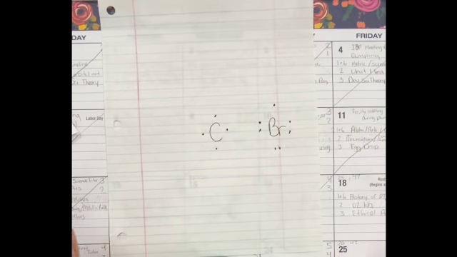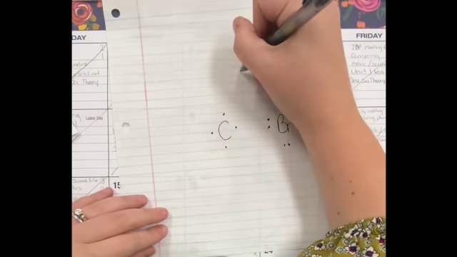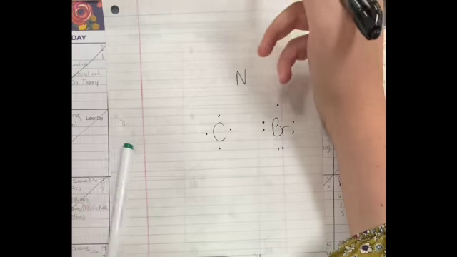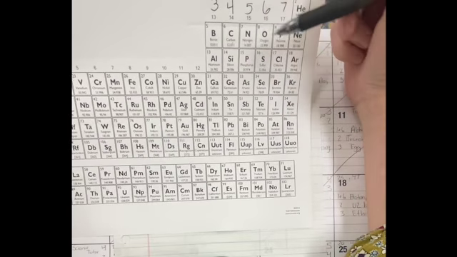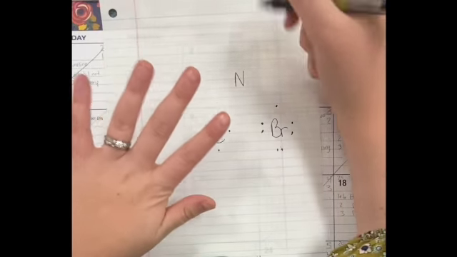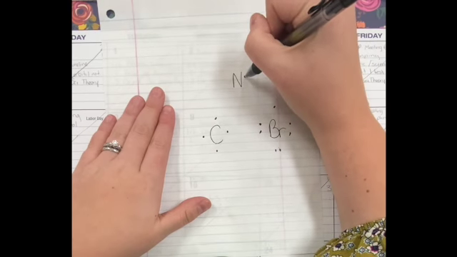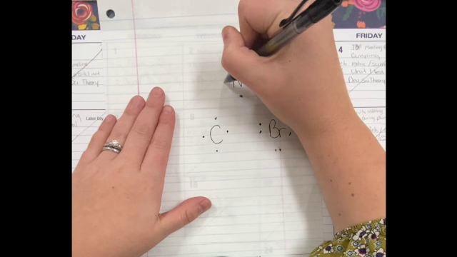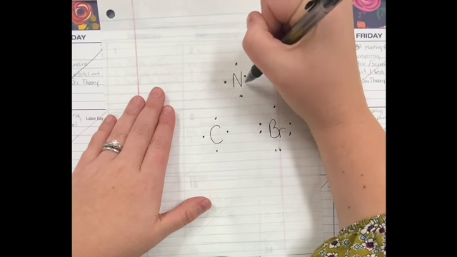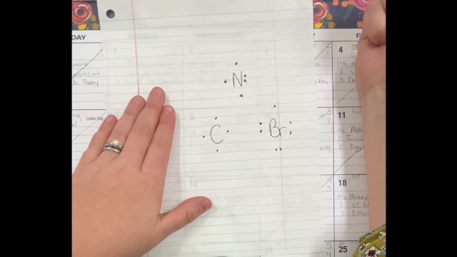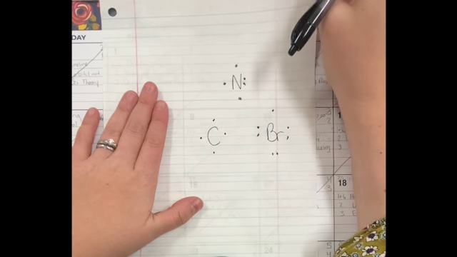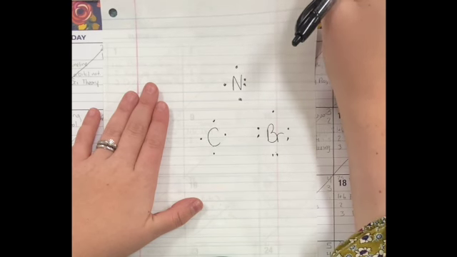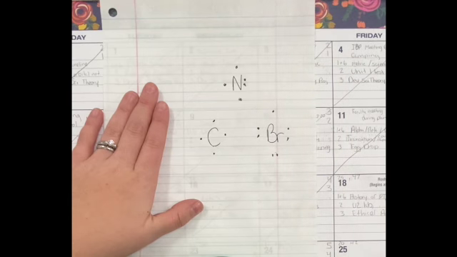So let's do one more example. Let's do nitrogen. So we find nitrogen on the periodic table. It's right here. So that's going to have 5 valence electrons, so we need 5 dots. Start on one side. So 1, 2, 3, 4, 5. So that's how you would draw the Lewis structure for nitrogen. If you need more examples or if you're not sure where I'm getting these numbers from, let me know and I'll be happy to explain further if needed.